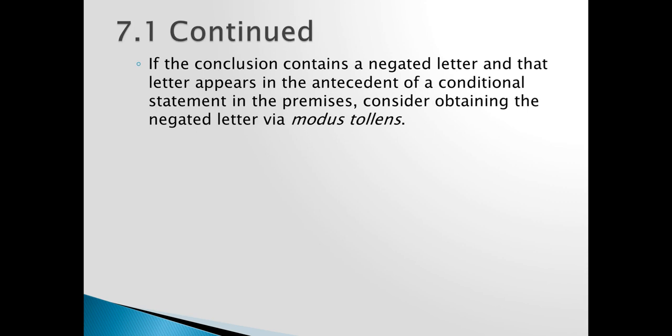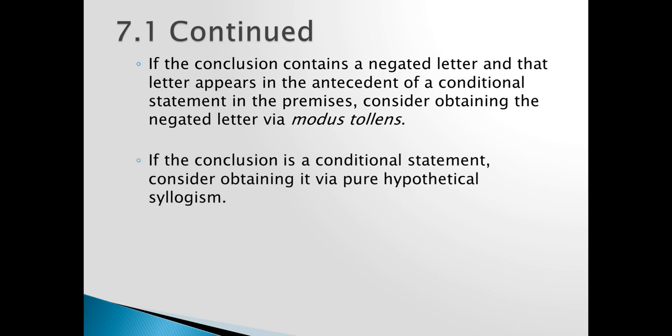If the conclusion contains a negated letter, and that letter appears in the antecedent of a conditional, now I should be thinking maybe modus tollens here, because if I've got a negated letter in my conclusion, and I notice that that letter is not negated as the antecedent of a conditional, well, if I can get the negated consequent of that conditional, I could go back via modus tollens and get that negated part as my antecedent.